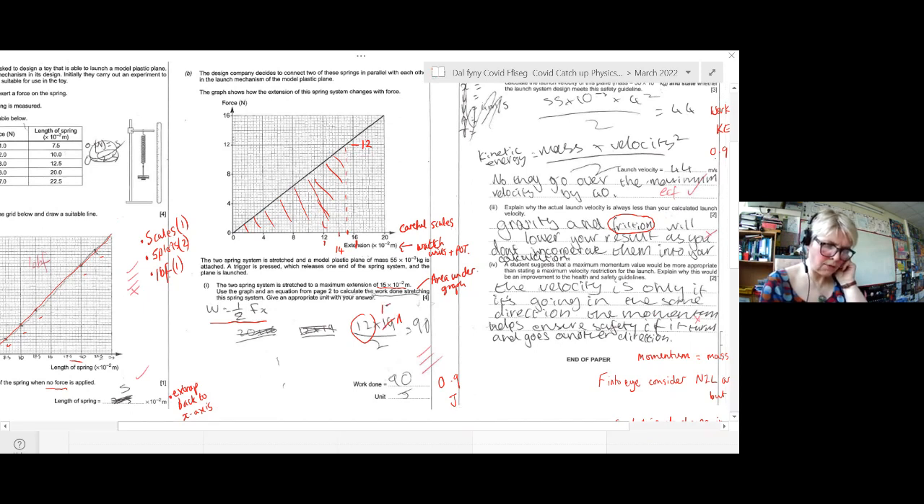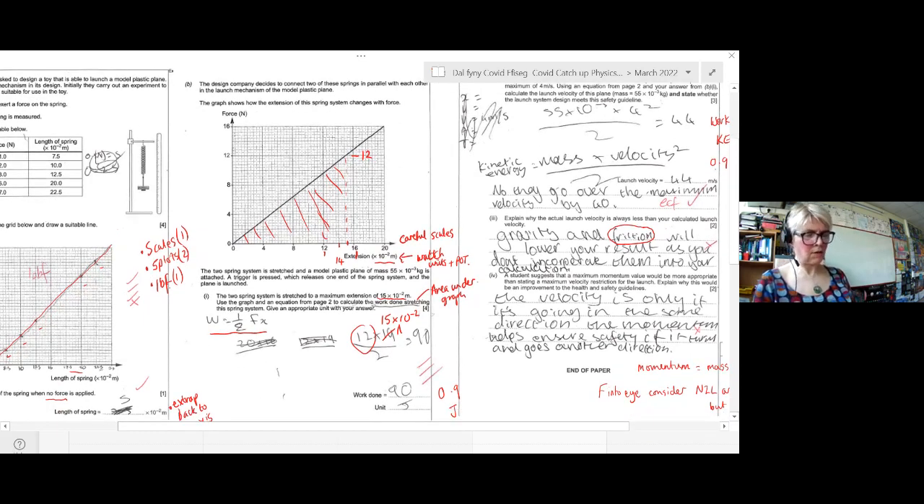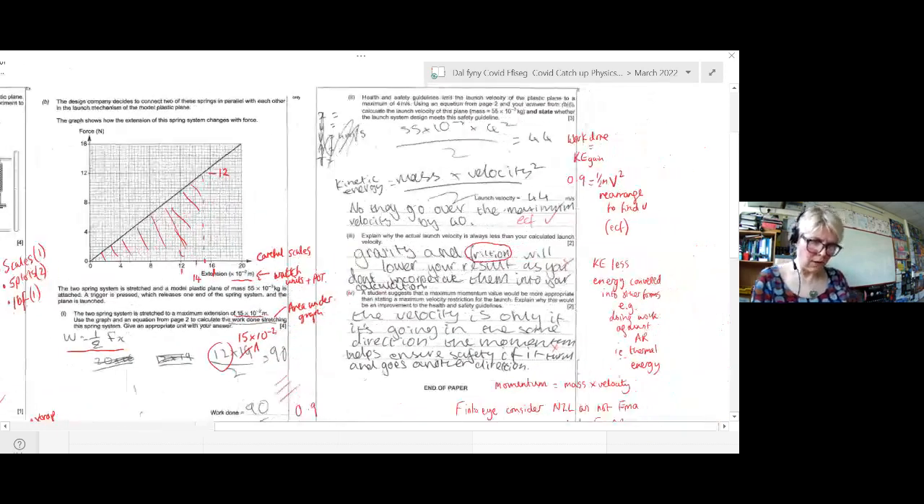So they needed 15, and be careful here because the extension is given to you. They're told 15 times 10 to the minus 2 is given on the axes as well. So you'll have to obey these powers of 10 and slot them in. Again, they've got the joules correct, but they haven't quite got that extension correct.